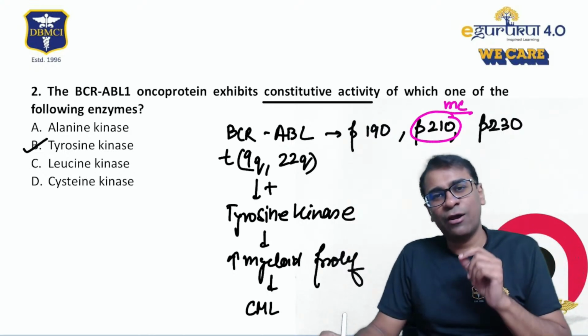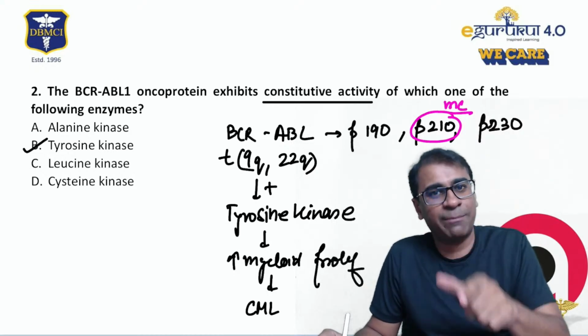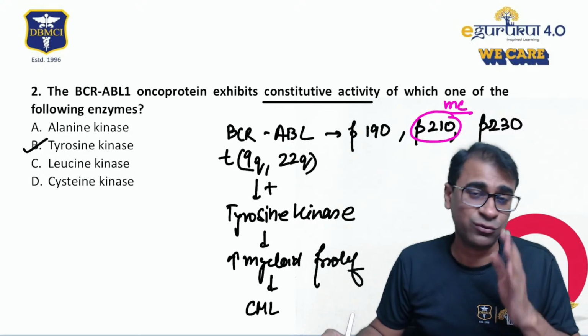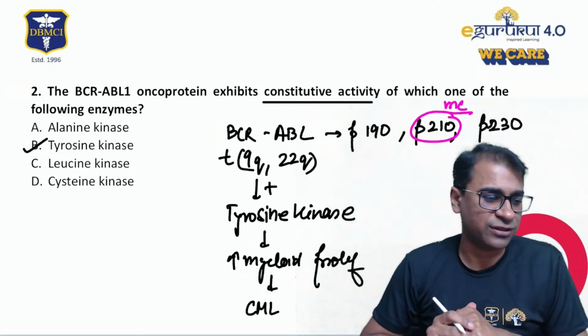And do you remember, guys, I always talk about one thing, that if you don't get a question on CLL or CML in a paper, or iron deficiency in a paper, something is wrong in the paper and there may be a re-exam. That is what confidence I have in these sort of questions. Yes, the answer here is surely tyrosine kinase.